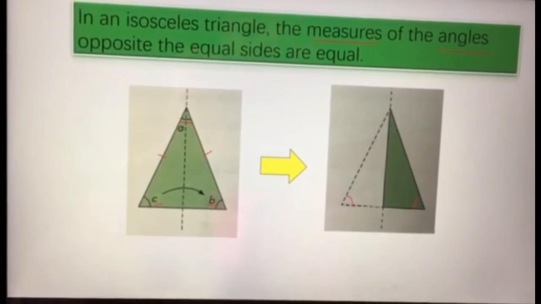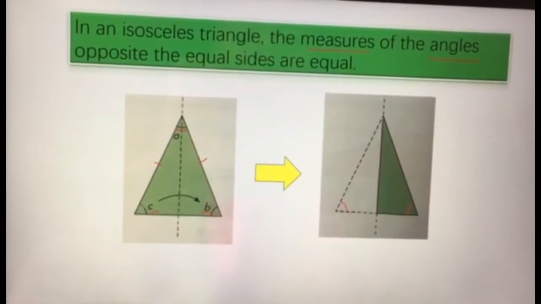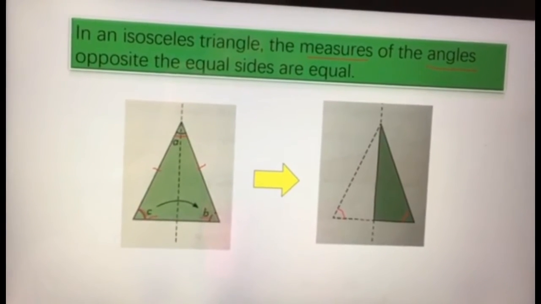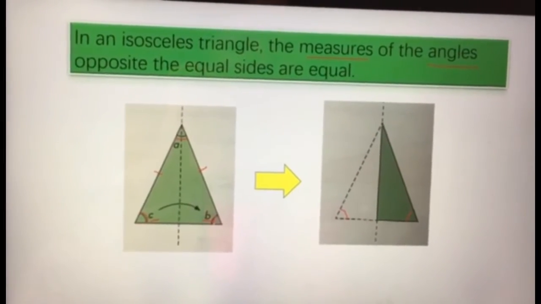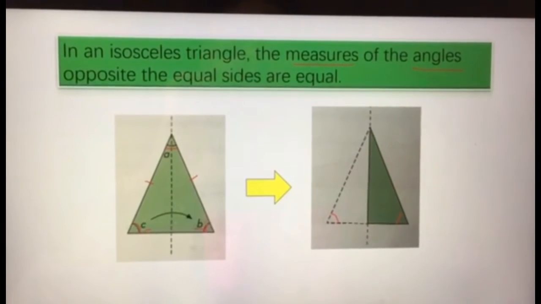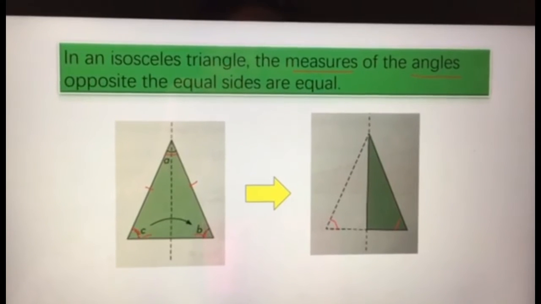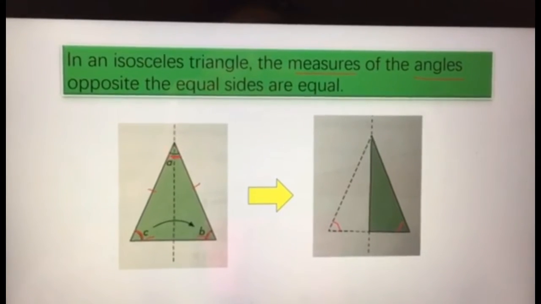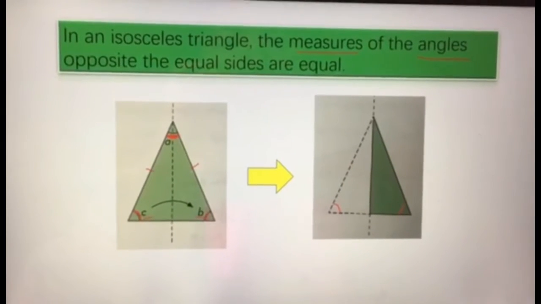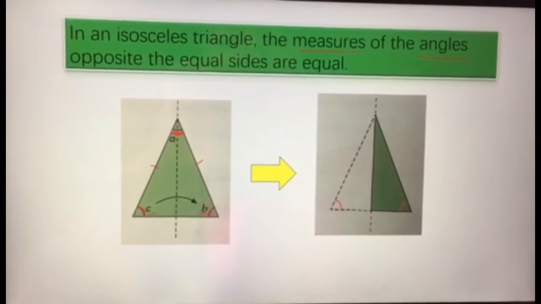You need to be careful to not be confused. Only these two angles that are opposite to the equal sides are equal. If you get confused with these angles and you think, oh, this angle and this angle are equal, then you're going to have incorrect answers.